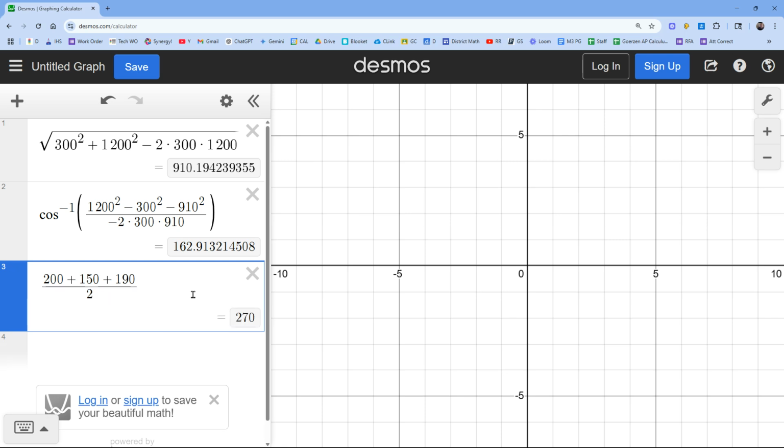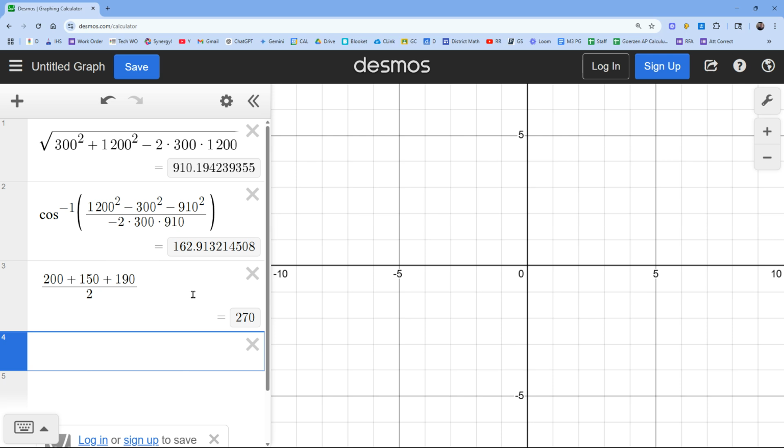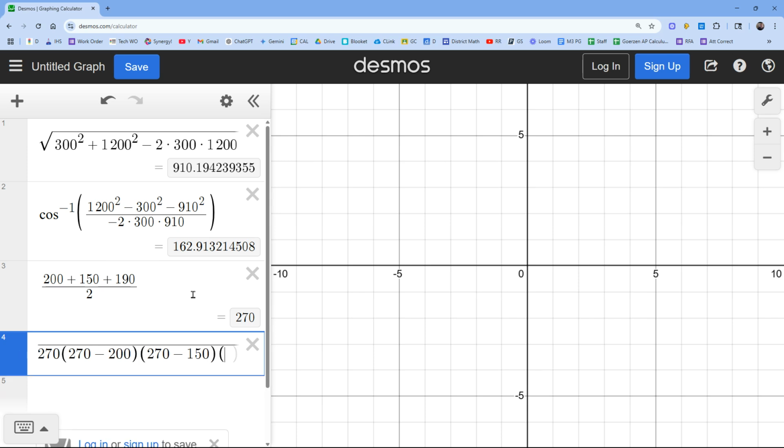Now the second part of the formula, I'm going to write it down too, but it's a big square root. We start with 270, and then you take away each side one at a time. So 270 take away 200, 270 take away 150, 270 take away 90, and then type it in. So it's a big square root sign, and we start with 270, and then we start subtracting. So 270 take away 200, 270 take away 150, and then 270 take away 90.